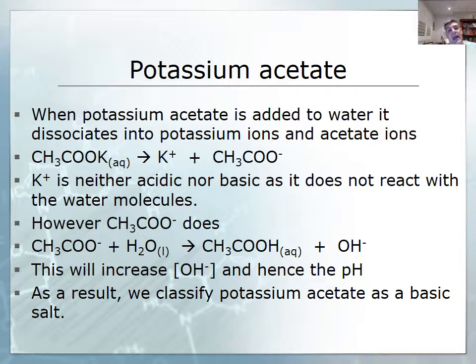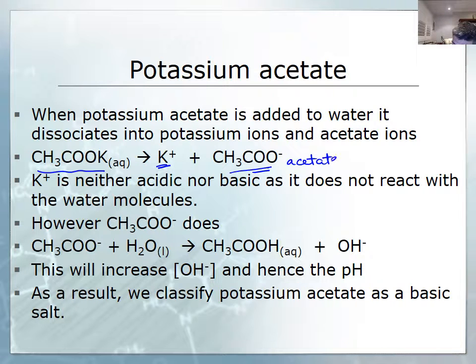So let's have a look at potassium acetate. Potassium acetate is a salt. It's not an acid or a base, it's just a salt. It could be formed, for example, by the reaction between potassium hydroxide and acetic acid. So that would form water and potassium acetate. Now here we have the potassium acetate dissociating into its ions, its potassium ion and its acetate ion.